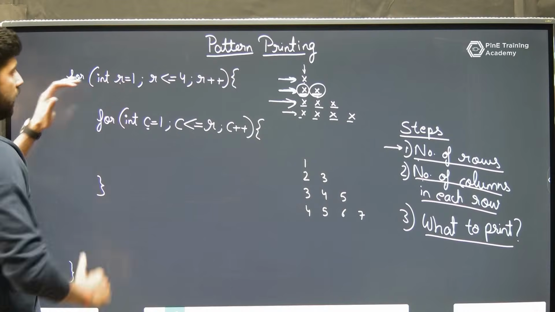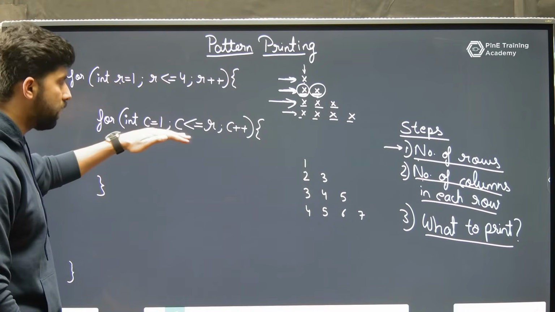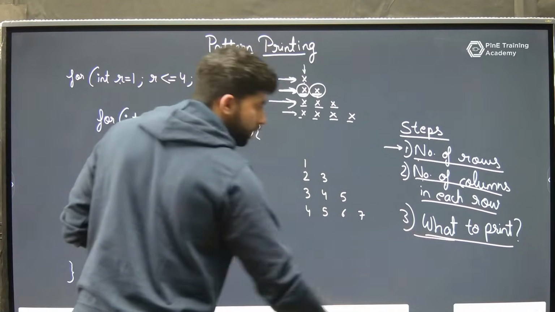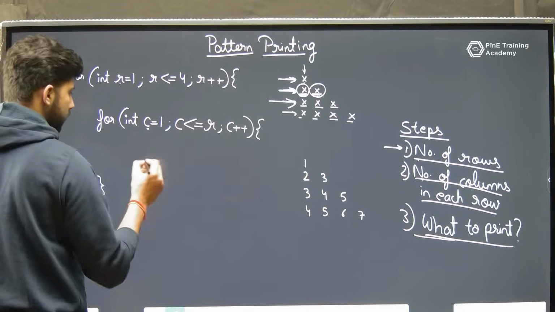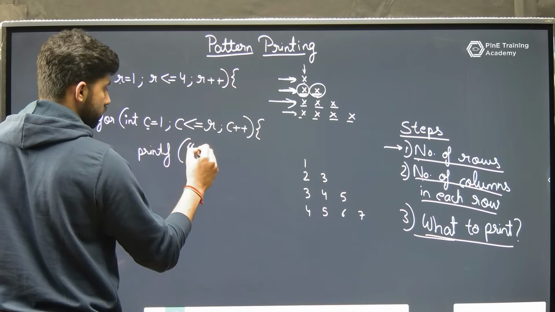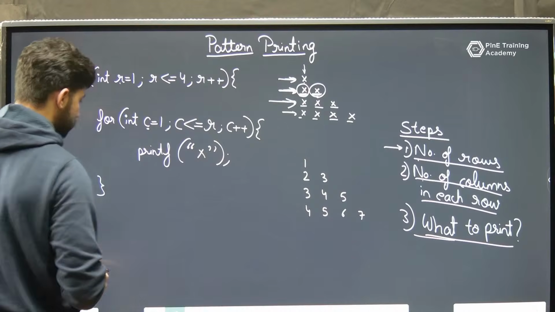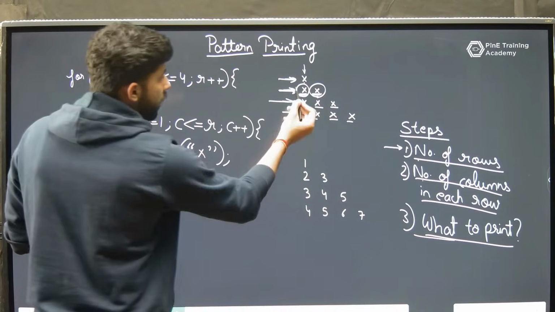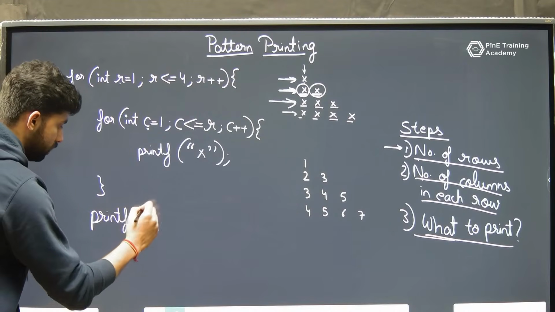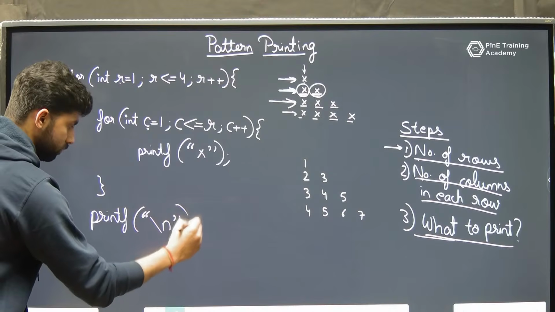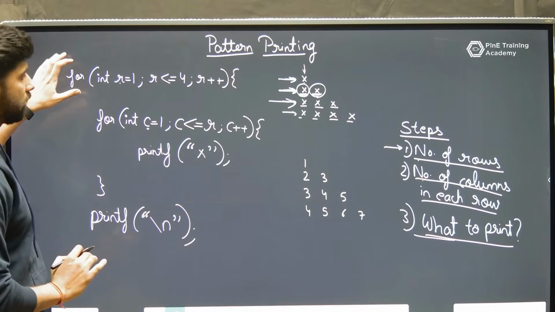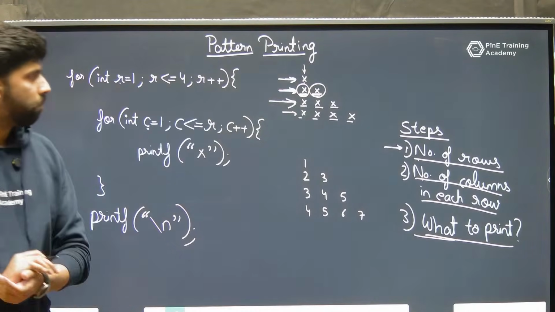So this is my loop for row, this is my loop for column. And next we have our third step, what to print. We need to print a simple symbol. We know that after printing all columns, we need to change the line as well. So we write it like this. So this is the code for this particular pattern.